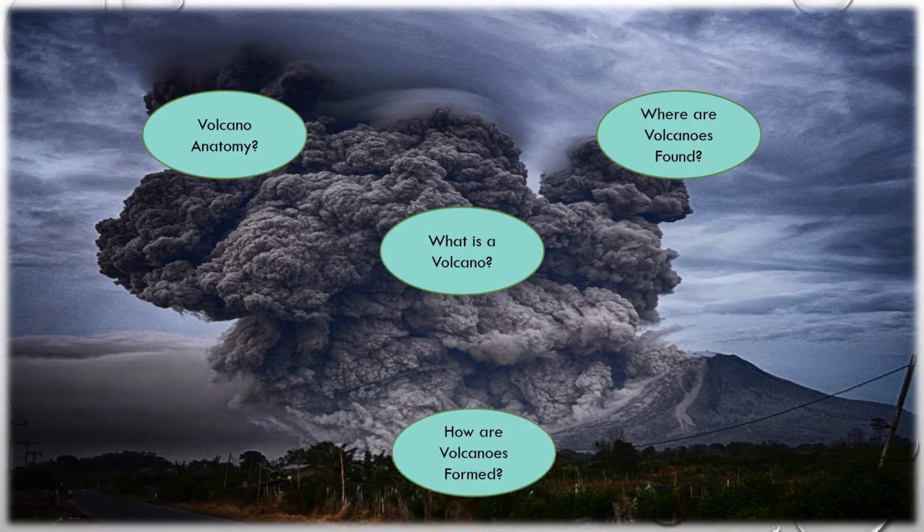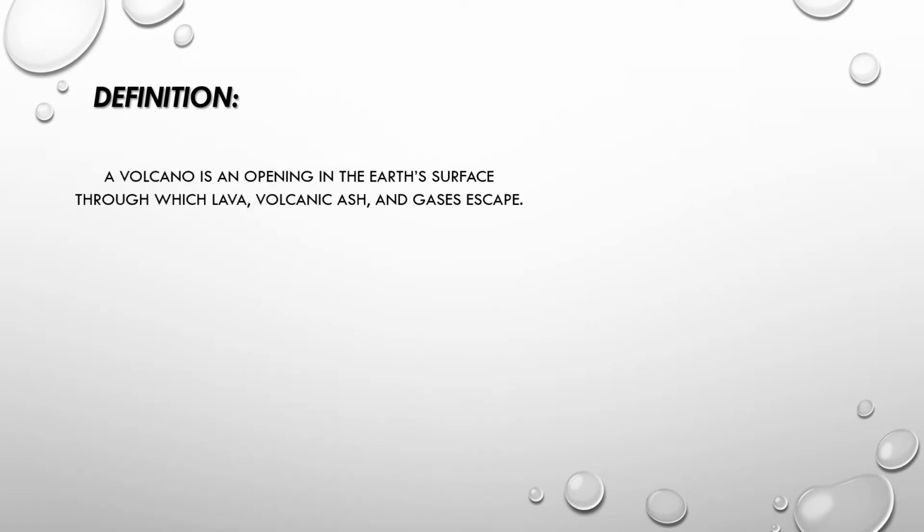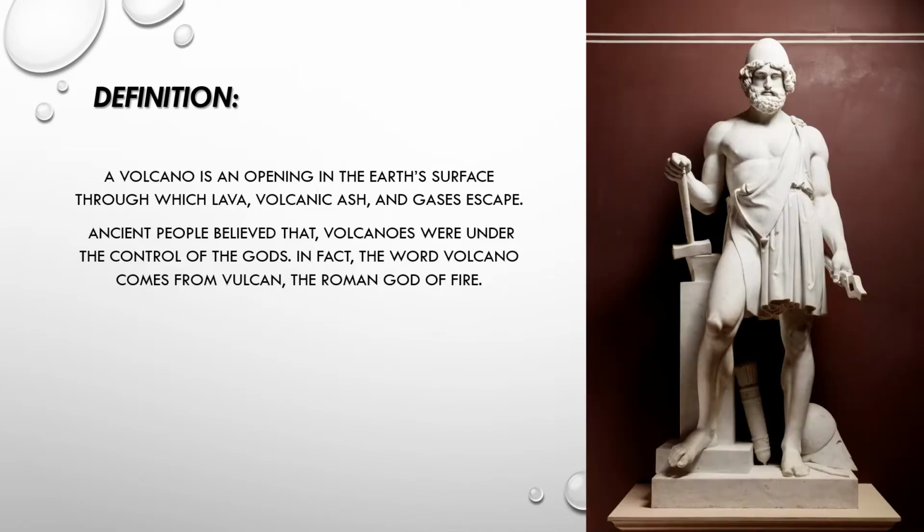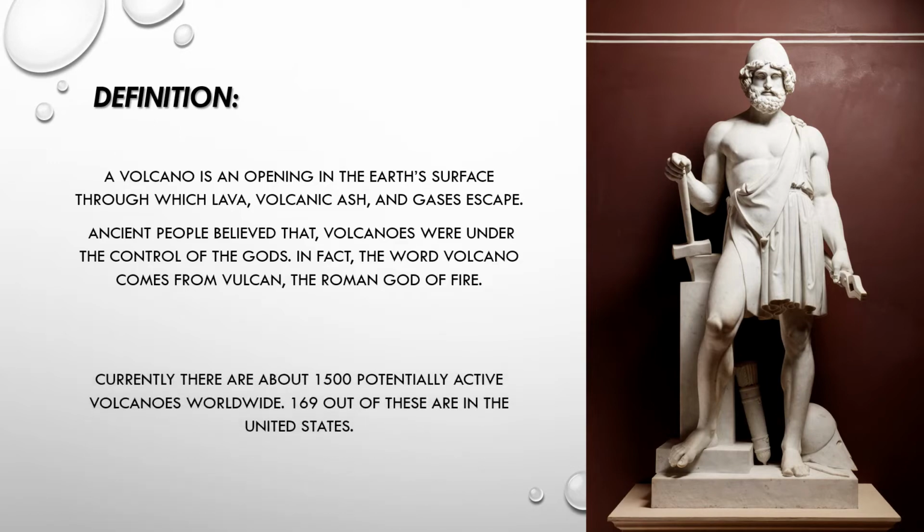Going ahead, let's understand the basic definition of what a volcano is. In layman's terms, a volcano is an opening in the Earth's surface through which lava, volcanic ash, and gases escape. In ancient times, it was also said that volcanoes are under the control of the gods. In fact, the word volcano comes from Vulcan, the Roman god of fire. Today, there are almost 1,500 potentially active volcanoes worldwide. 169 of these are in the United States itself.